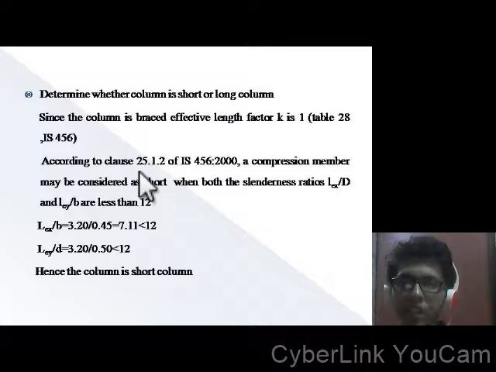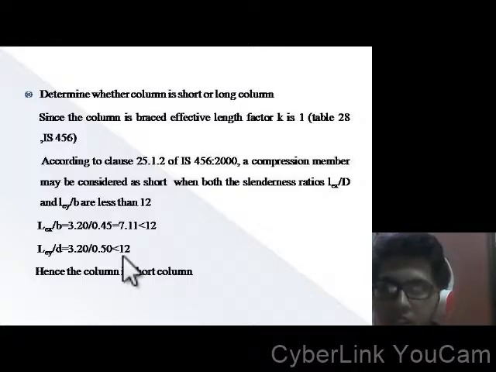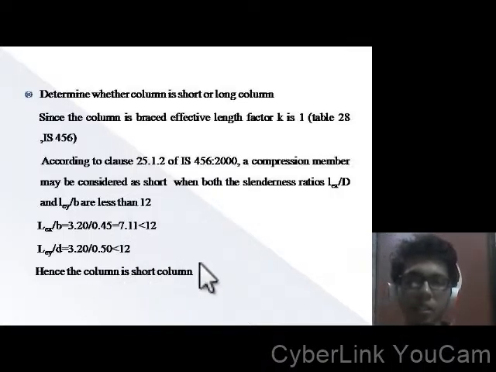According to clause 25.1.2 of IS 456, the compression member can be considered short when both the slenderness ratios, that is Lex by D and Ley by B, are less than 12. We are taking both the conditions. 3.20 divided by 0.45 is 7.11, and the other condition, 3.20 by 0.5, is also less than 12. Hence we will conclude it as a short column.